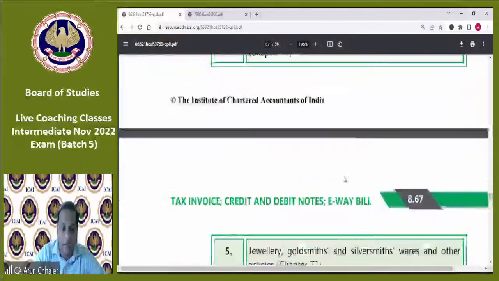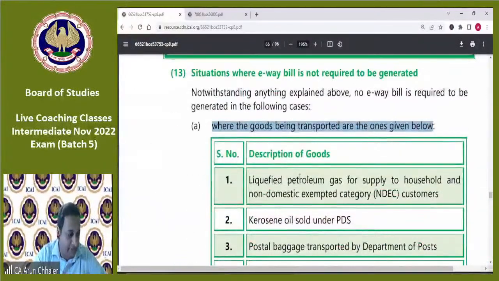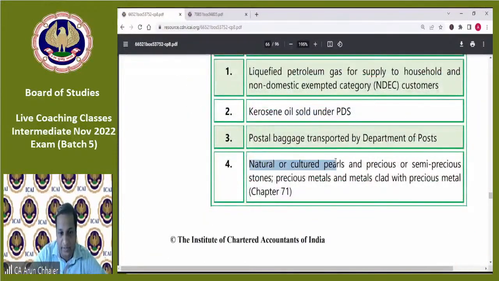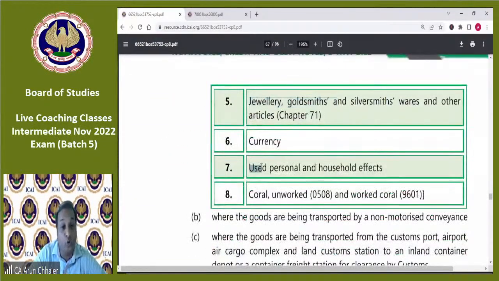Suppose the items are these 8. What are those items? LPG gas, kerosene, postal baggage, natural or cultured pearls, jewelry or goldsmith items, currency, used personal and household effects, and so on. If these items are being transported, irrespective of any value, there is no requirement of an e-way bill.